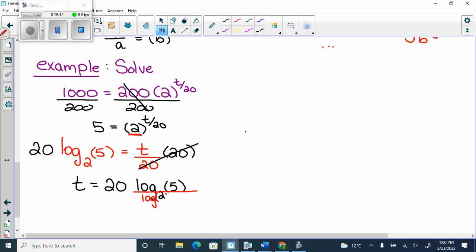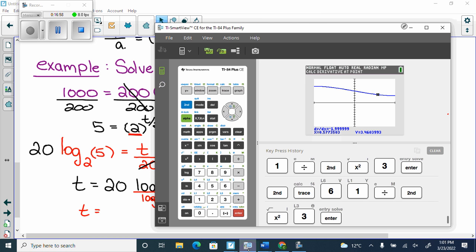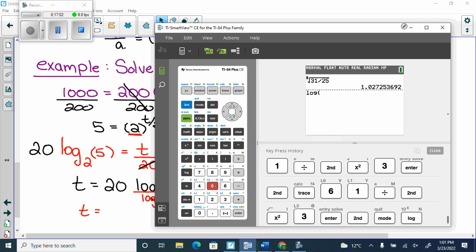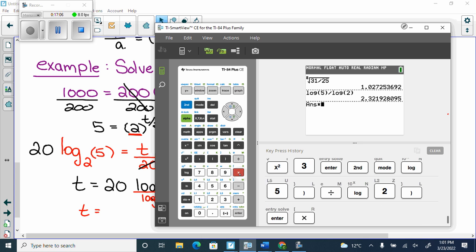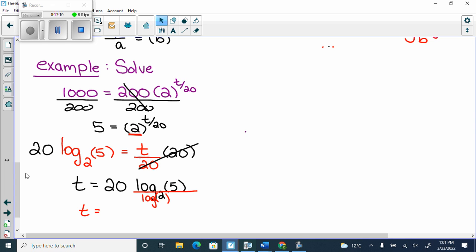You add a log to the bottom. So if you have your other calculators, you're going to go log 5 divided by log 2, hit enter, and then times by 20. Everyone's calculators can do it this way. So we go log 5 divided by log 2, the base goes on the bottom, times 20. And I get 46.44.